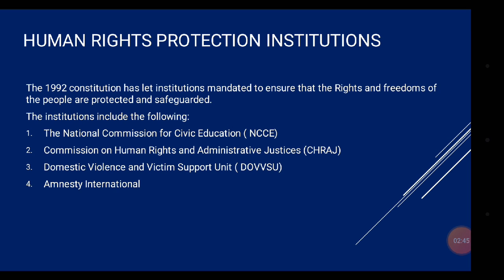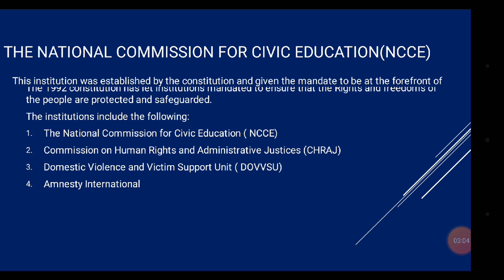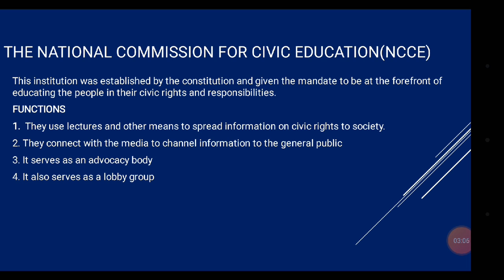The institutions that have been set up by the Constitution include the National Commission for Civic Education, NCCE, the Commission on Human Rights and Administrative Justice, CHRAJ, the Domestic Violence and Victim Support Unit of the Ghana Police Service, that's DOVSU, and then Amnesty International is also one of them, which is not actually established by the Constitution, but an international body which is responsible for also protecting human rights.